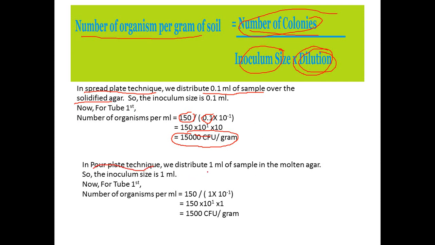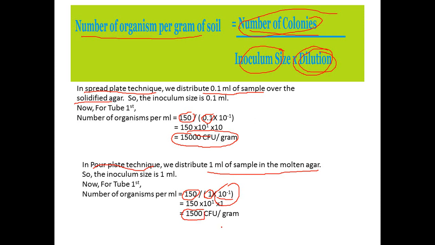If you do the pour plate technique, you distribute 1 ml of the sample in the petri plate, and over it the molten agar is poured. So for the first test tube, 150 is the number of colonies, and 1 is the inoculum size, because in the pour plate technique you put 1 ml of the sample, but in the spread plate technique you put 0.1 ml of the sample. 10 to the power minus 1 is the dilution, as I have already discussed, and from here you get 1500 CFU per gram.